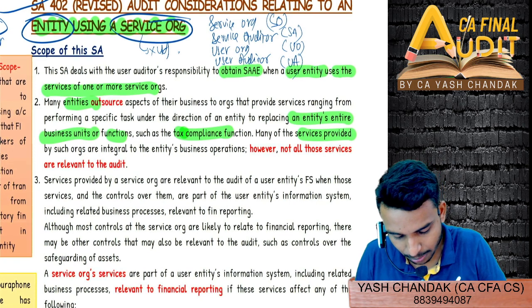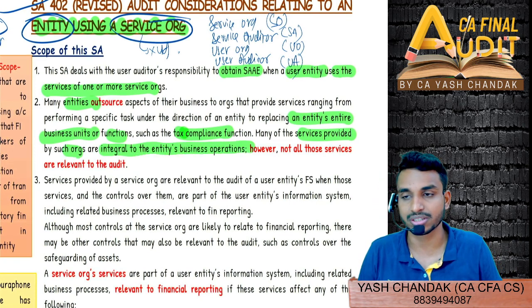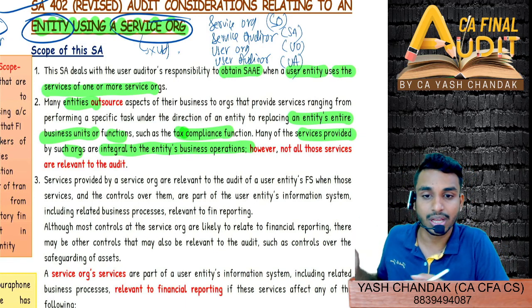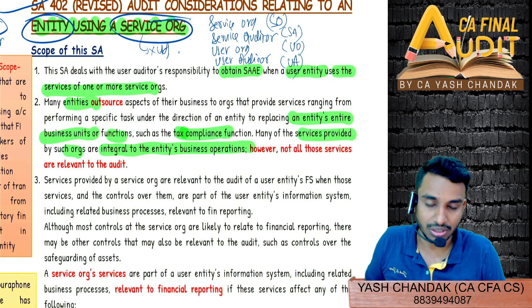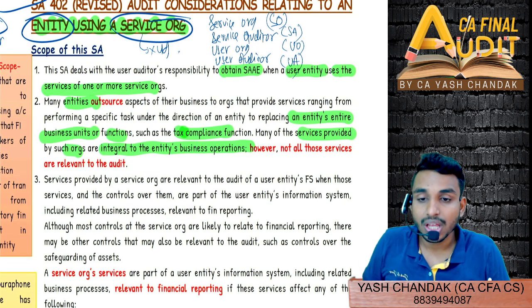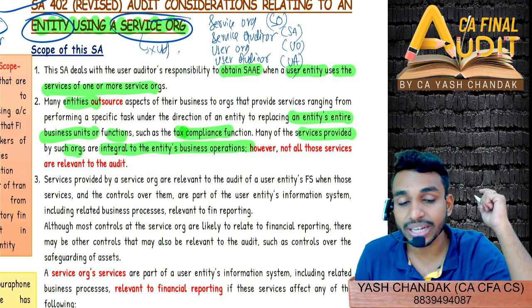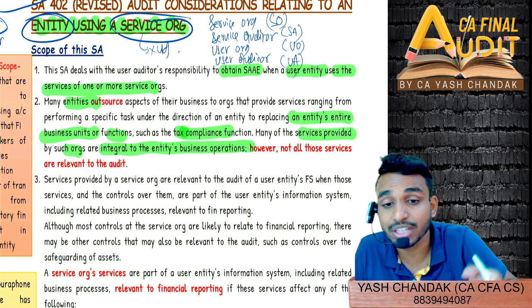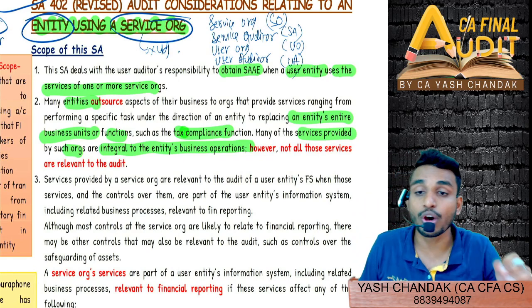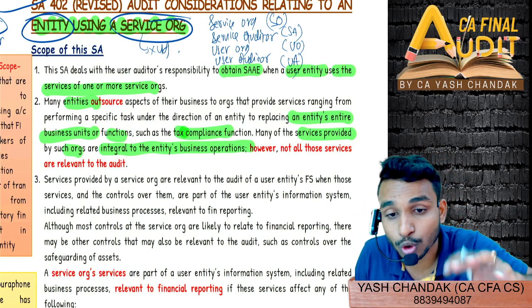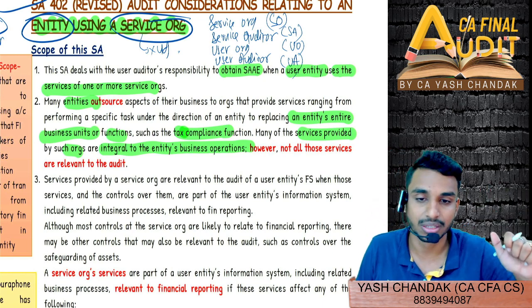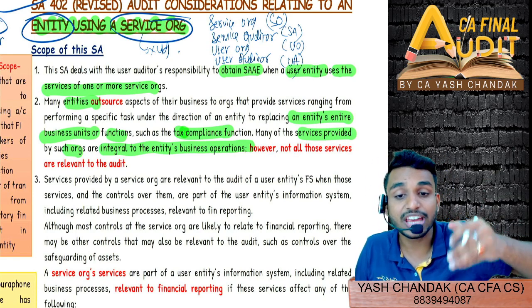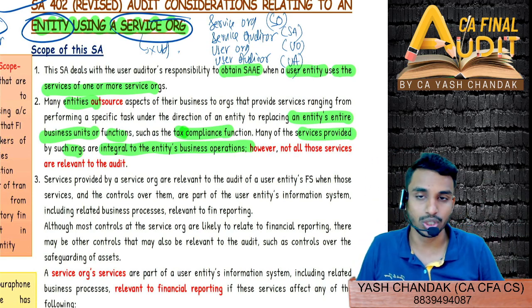Now many of the services provided by such organizations are integral to the entity's business operations. That is what I was focusing on: many of these activities directly affect our financial statements, are integral to business operations, and therefore are the activities relevant for our audit. However, any other activity which is not that relevant for the financial statements will not be relevant for our audit. So we will have to apply SA 402 wherever it is relevant to the audit, wherever the outsourced expense is also relevant to the audit.